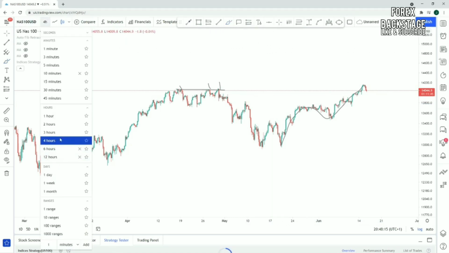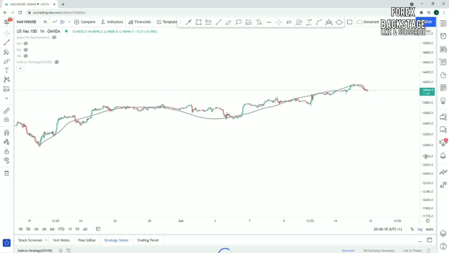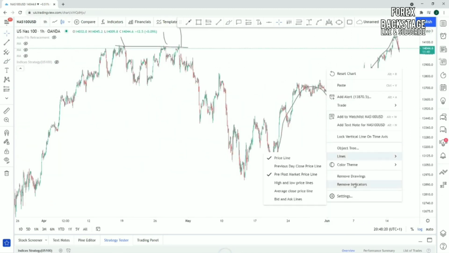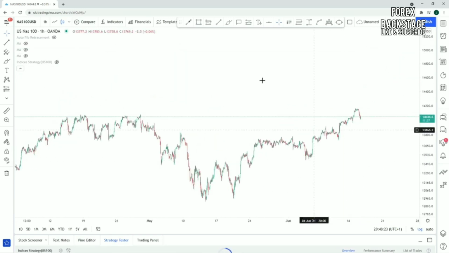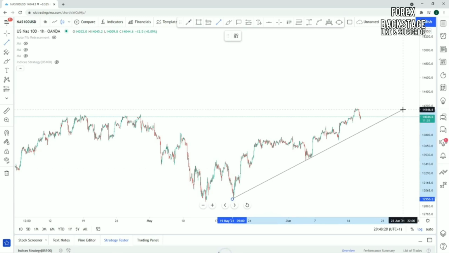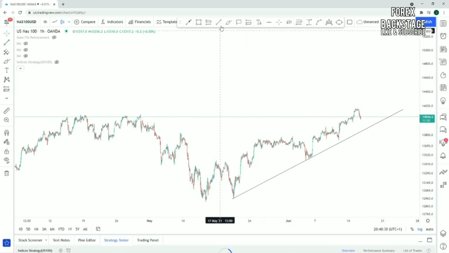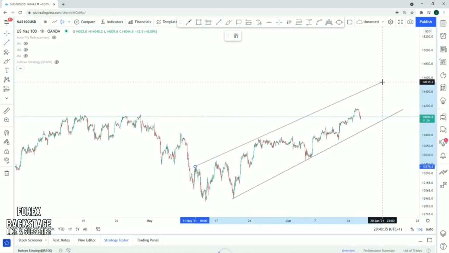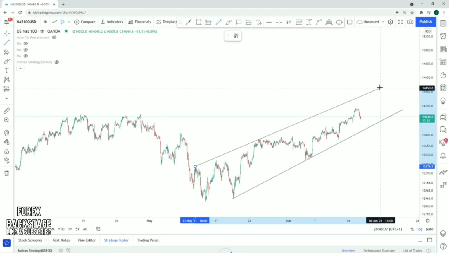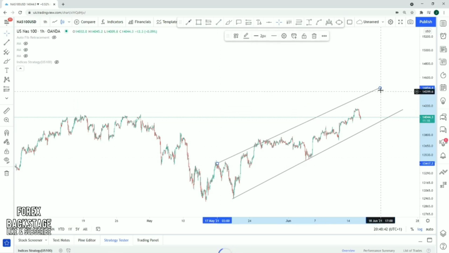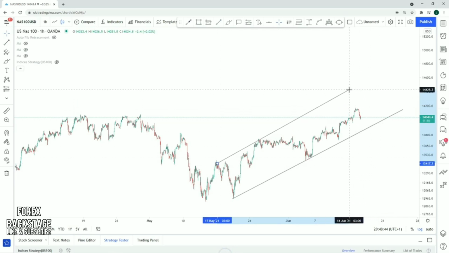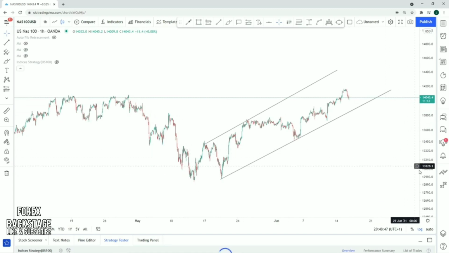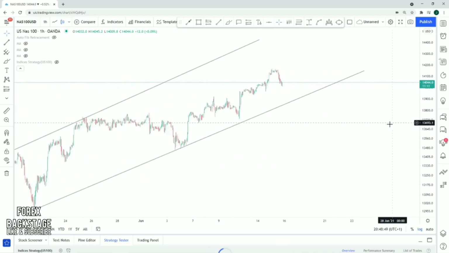So let's move to the 1-hourly time frame where we get our entries. Let's remove these lines. So if you look at Nas100 there, you can see we're in an uptrend here.